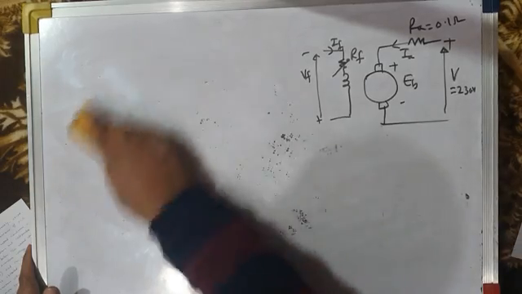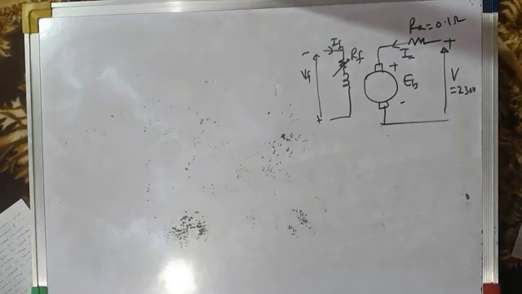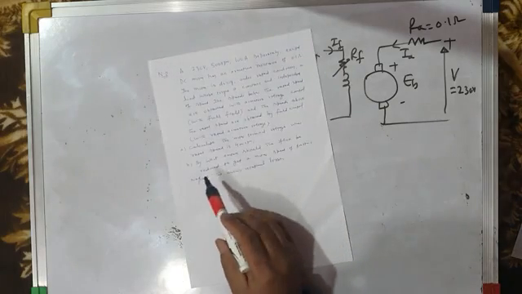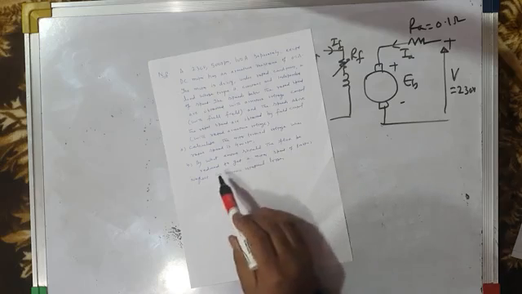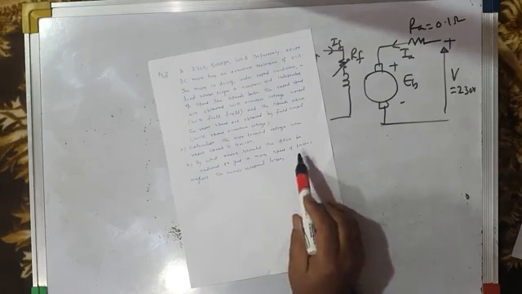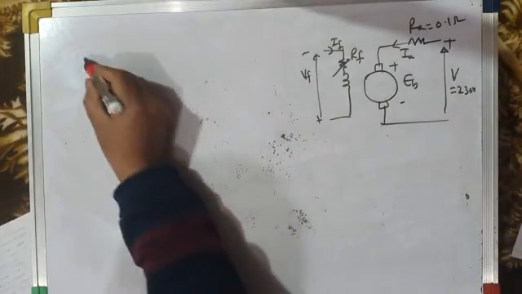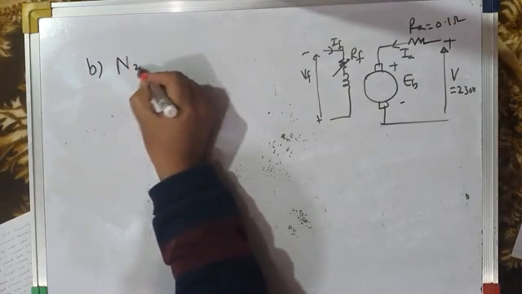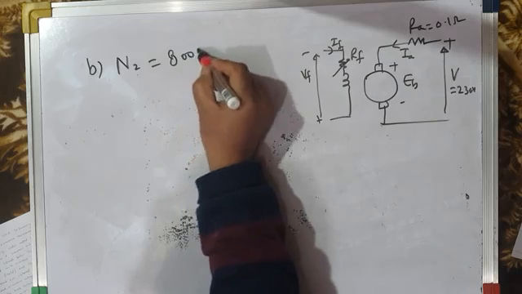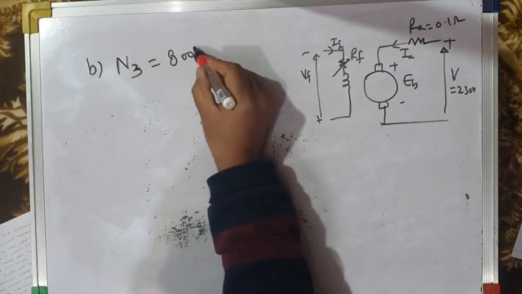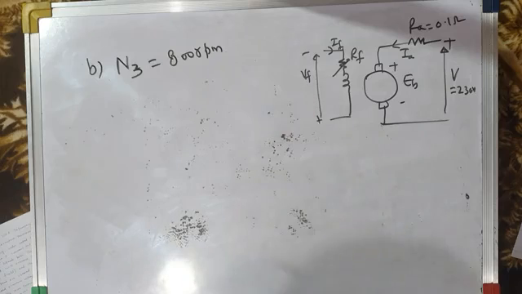Let us try to find out part B. In part B, you have to use the field control method and you have to get the speeds above base speed, because in part B, it is said by what amount should the flux be reduced to get a motor speed of 800 RPM. Now you have to get a new motor speed N2 equal to 800 RPM. Or let us call this N3 equal to 800 RPM. You have to get the new motor speed.